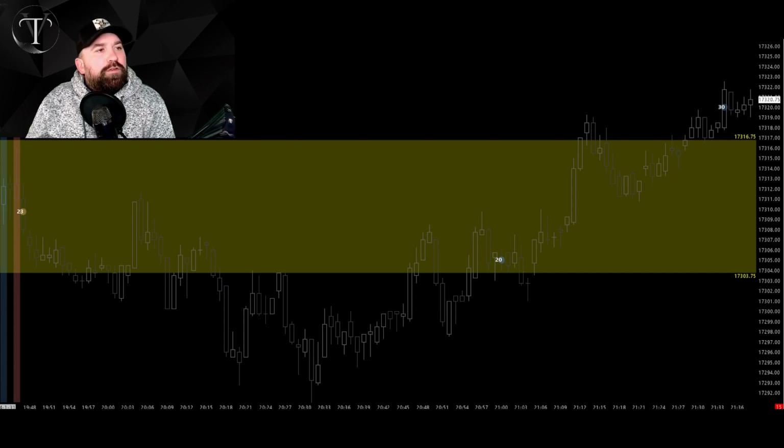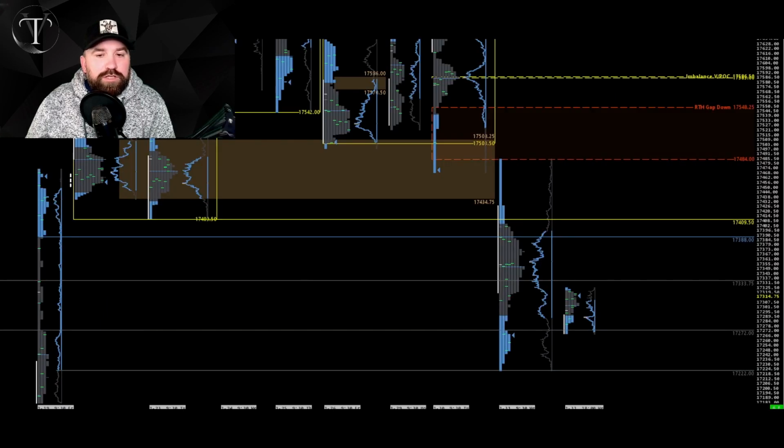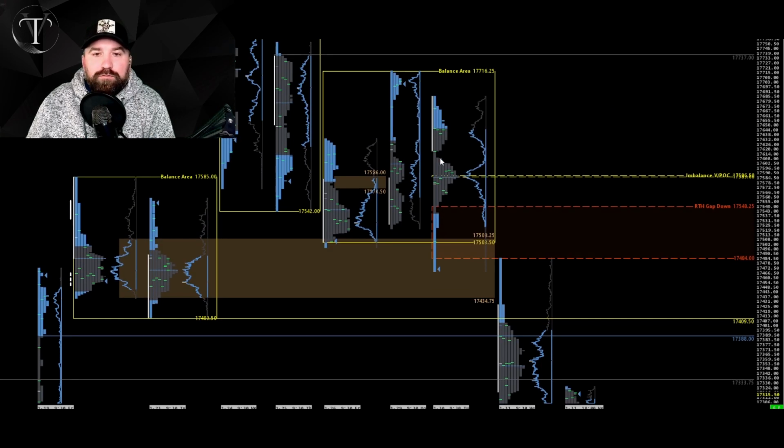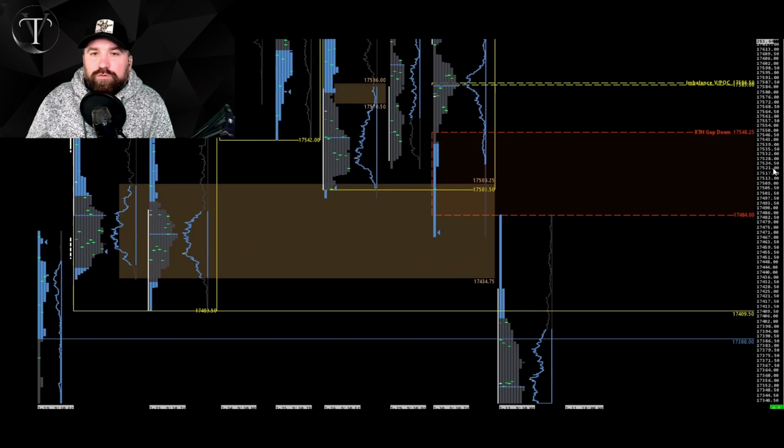Is single print synonymous with fair value gap? Great question. So yes, and I would say, meaning if you are on a TPO chart and you have single prints, let's find some here, right, where we traded only one.